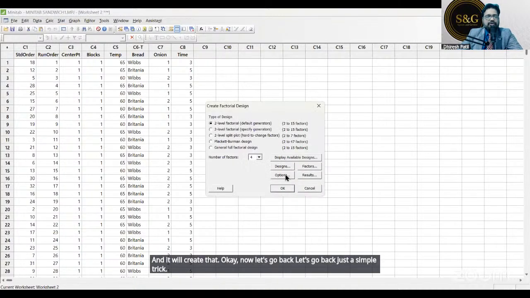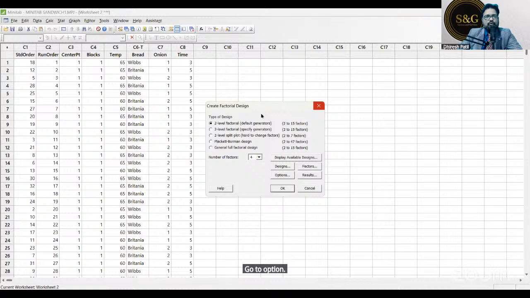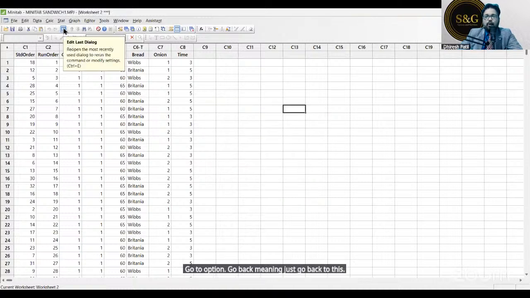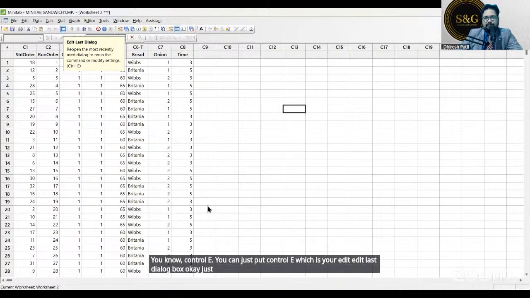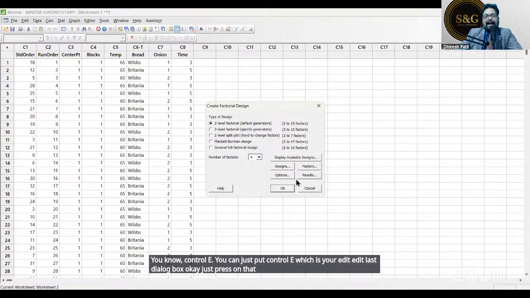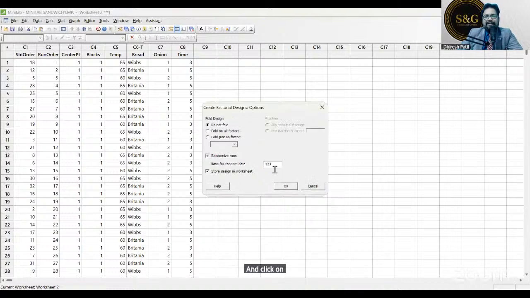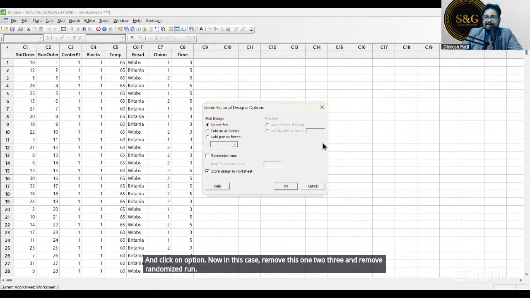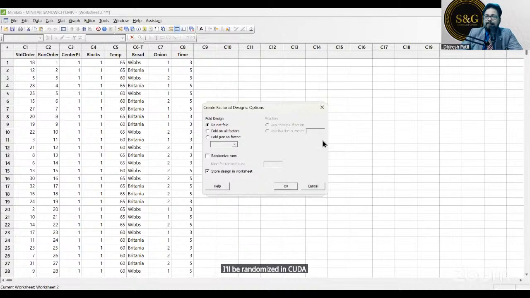Go to option. Go back meaning just go back to this, Control E. You can just put Control E, which is your edit last dialog box. Okay. Just press on that, click on that and click on option. Now in this case, remove this 1, 2, 3 and remove randomize run. अभी randomize run को उड़ा देते हैं. Let it be unrandomized only. Okay. Just click on OK and click on OK.